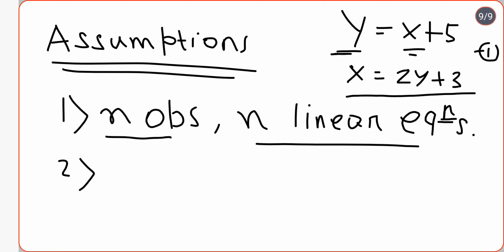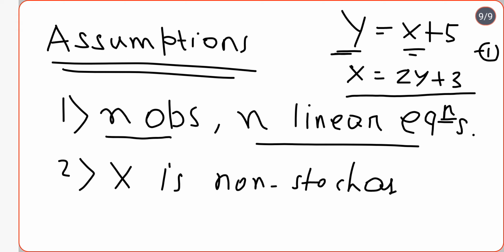What is the second assumption? The second assumption is that x is non-stochastic, that means x is fixed. I am not going to elaborate this assumption much, because this is very basic. It was also in the assumptions of the two variable model, so I am not going to elaborate it. X is basically non-stochastic or fixed.